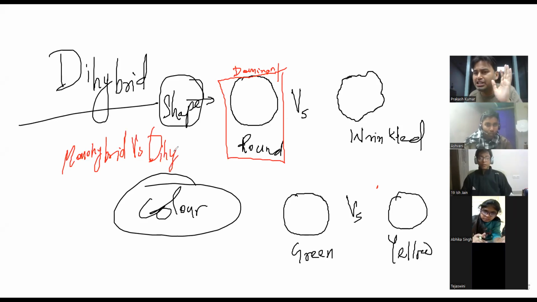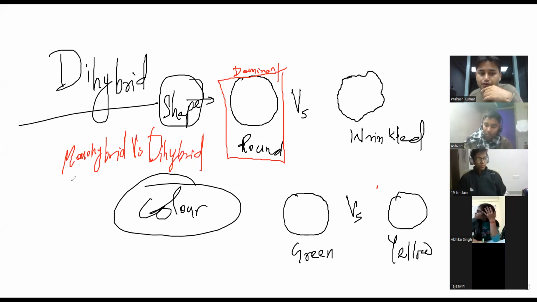I think evolution portion is already removed from your syllabus, है ना, in CBSE ना. Dihybrid. All of you write the code of today.